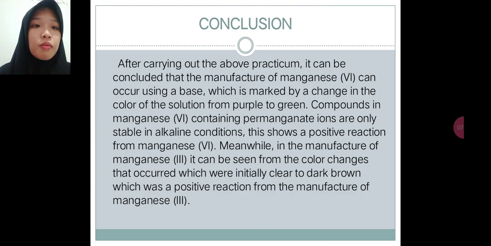containing permanganate ions is only stable in alkaline conditions. This shows a positive reaction for manganese 6. Meanwhile, in the manufacture of manganese 3, it can be seen from the color change that occurred, which was initially clear to dark brown, which was a positive reaction for the manufacture of manganese 3.